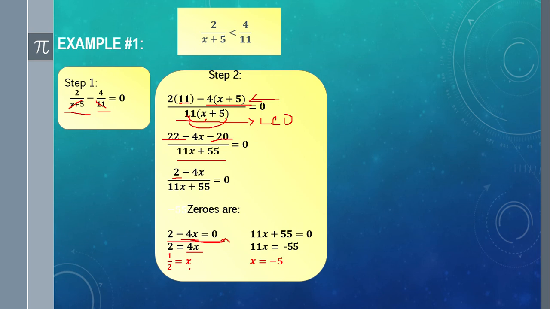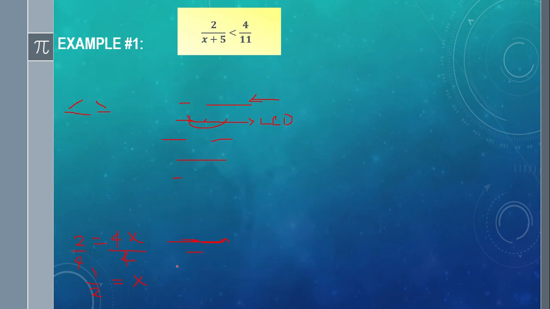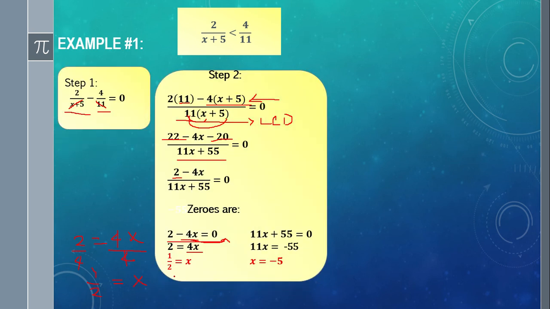And then as we solve for the value of x, we need to divide both sides by 4. Okay, I'm going to show it here. 2 is equal to 4x. As you divide by 4, therefore, 2 over 4, that's 1/2, is equal to x. So that's the reason our value of x for the first zero is 1/2. So here is the answer.